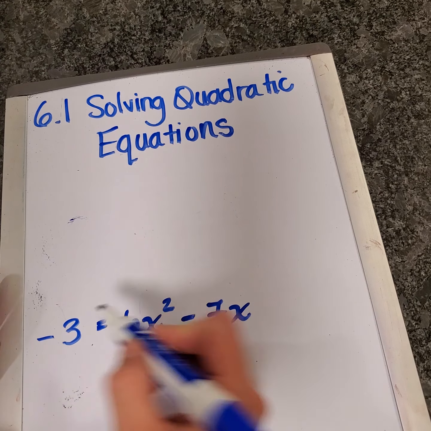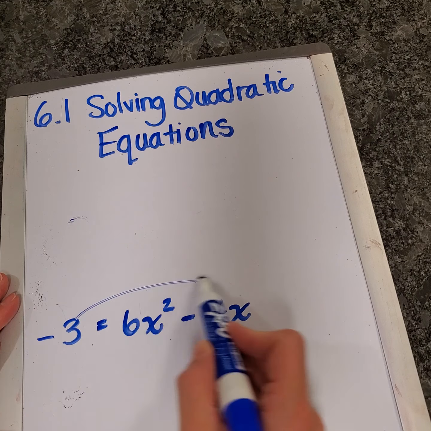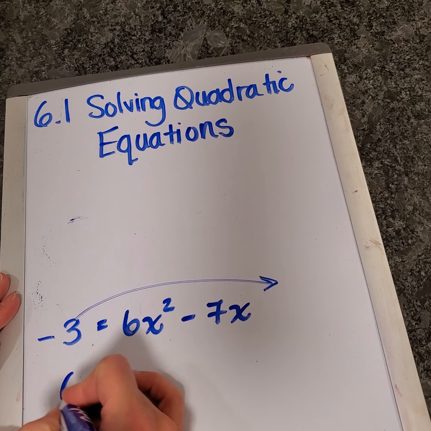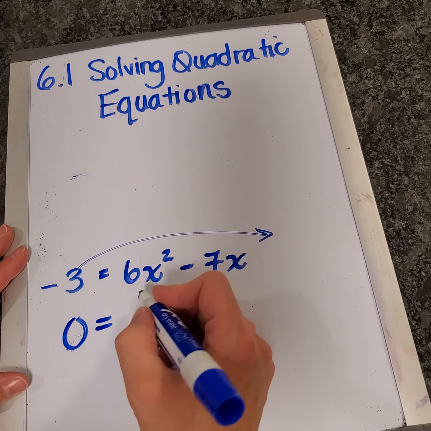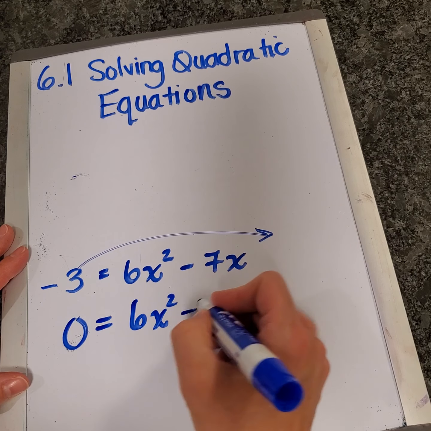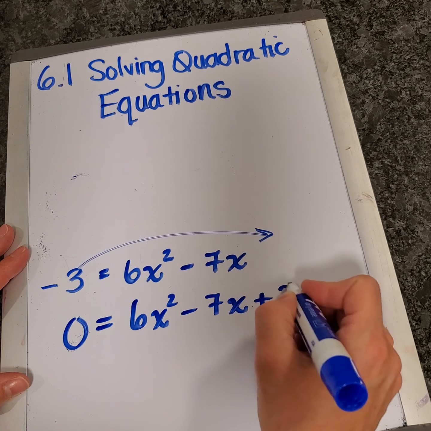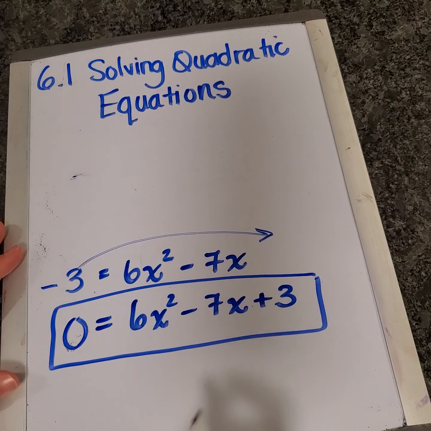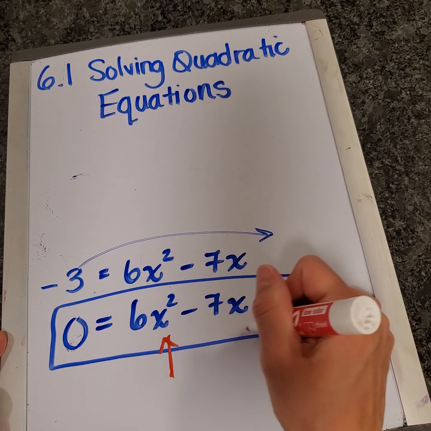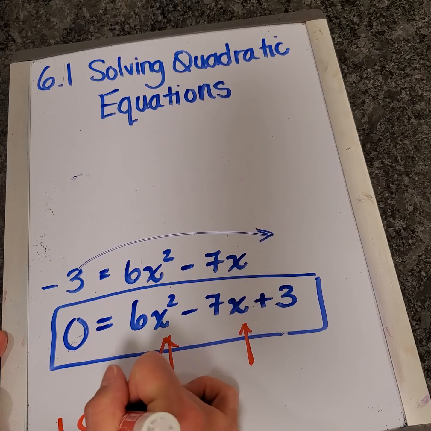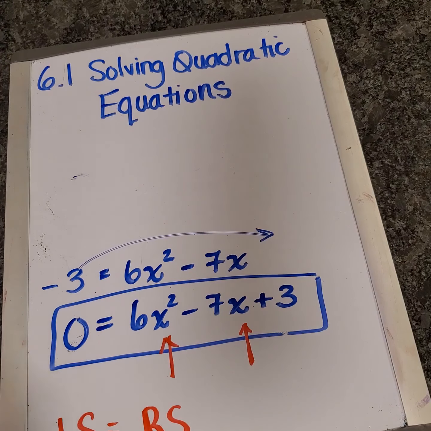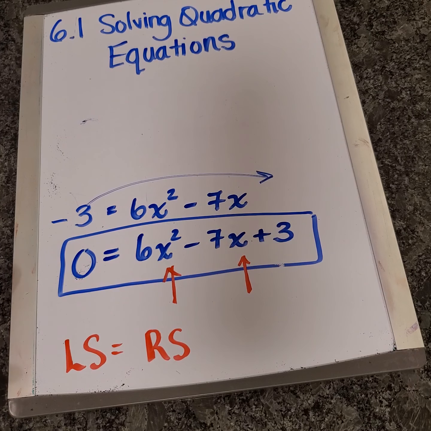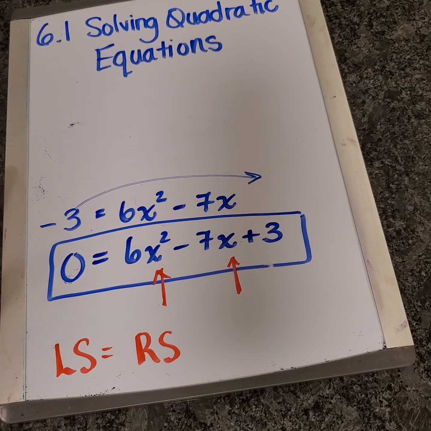When we work with equations, we want to make one side equal to 0. So I'm going to ship that guy over to the other side. So I have 0 is equal to 6x squared minus 7x plus 3. Okay, and solving this quadratic equation means finding the value of x that makes the left side equal the right side. Okay, and that's kind of an idea that you worked on in grade 9.